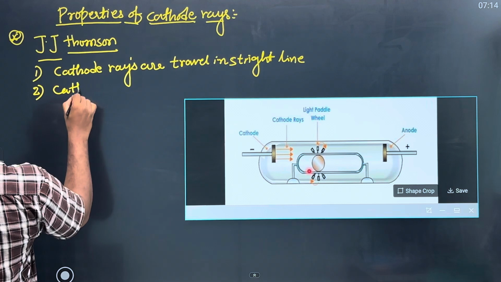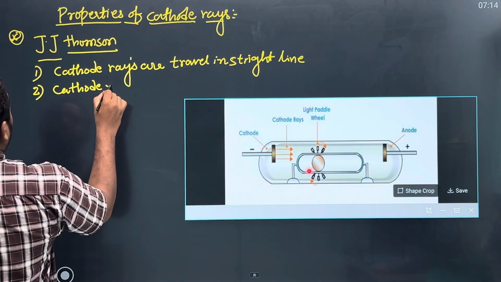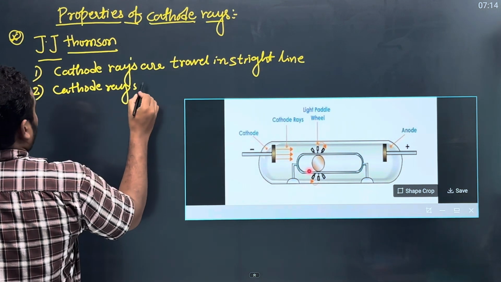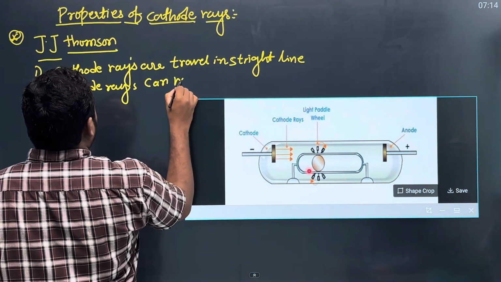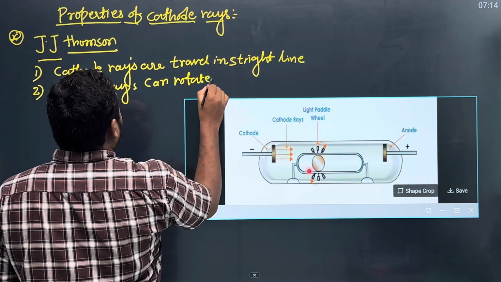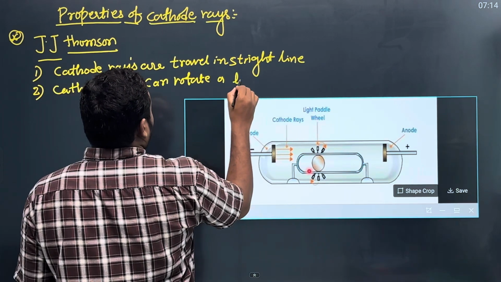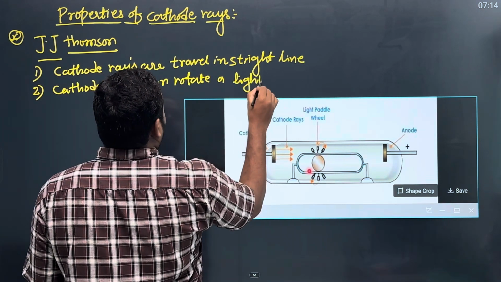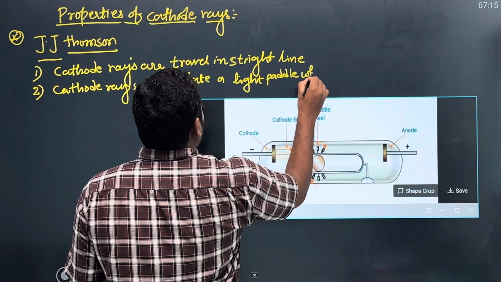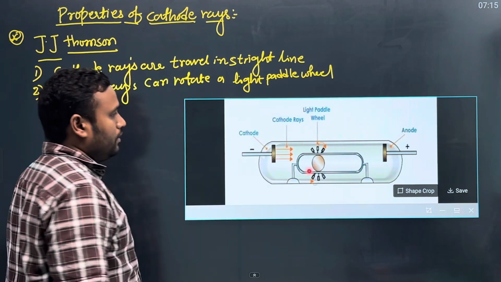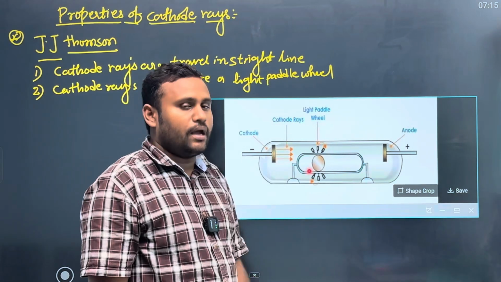Cathode rays can rotate a light paddle wheel which is placed in the path of the cathode rays.